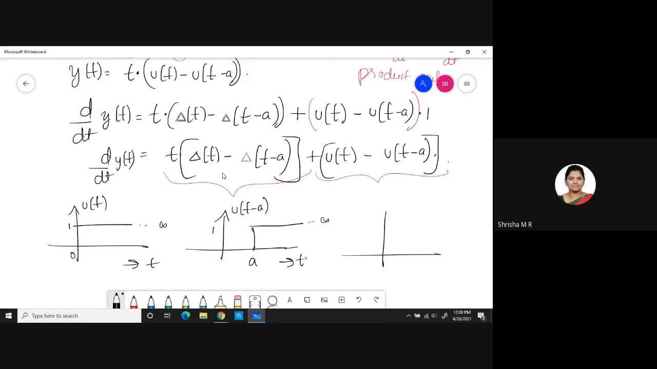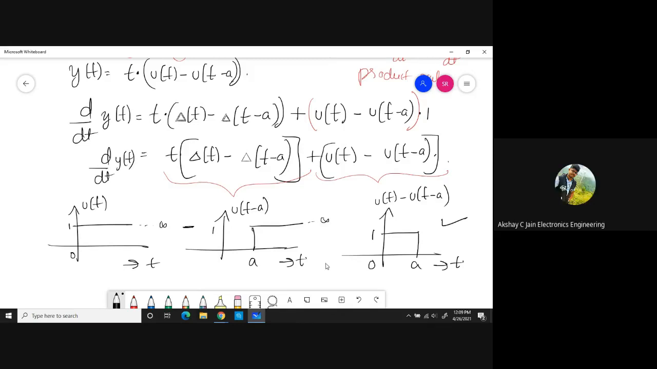So u of t minus u of t minus a will exist from 0 to a. We have seen this, correct? With an amplitude 1. Got it? Till here clear? This we have done previously. That is what I have showed you. U of t minus u of t minus a would be a signal from 0 to a with an amplitude 1. Correct?